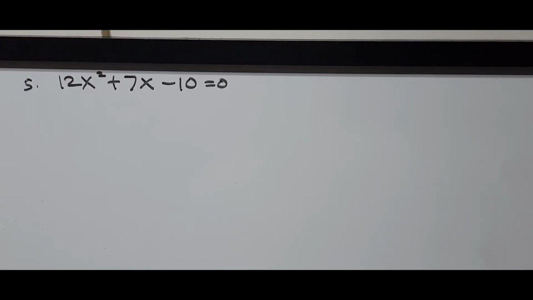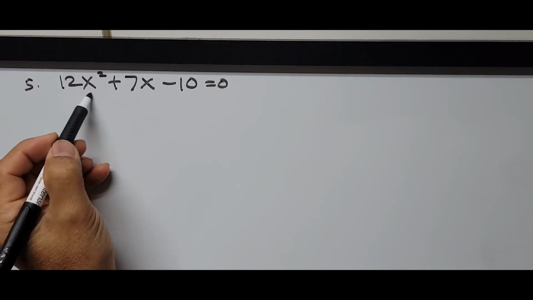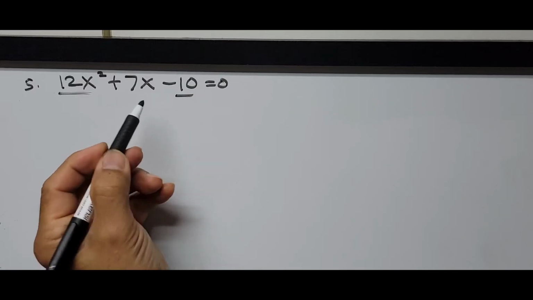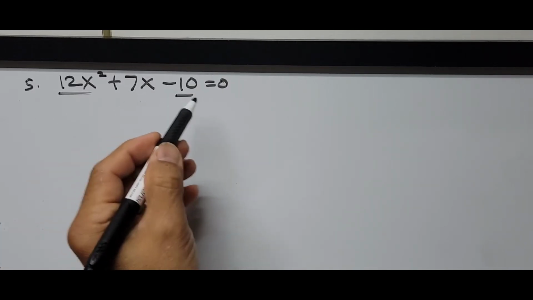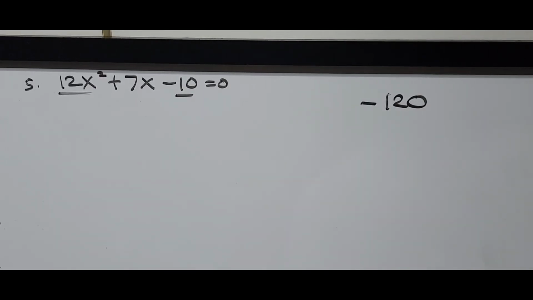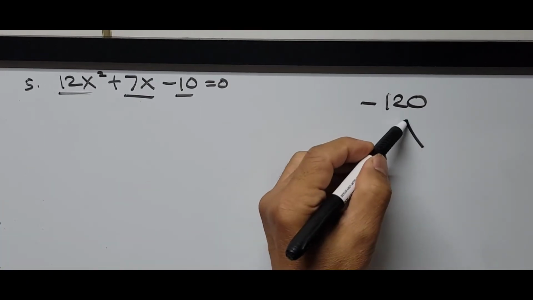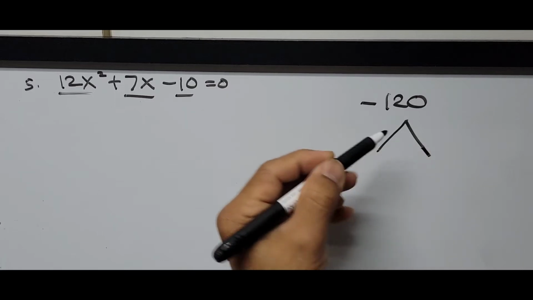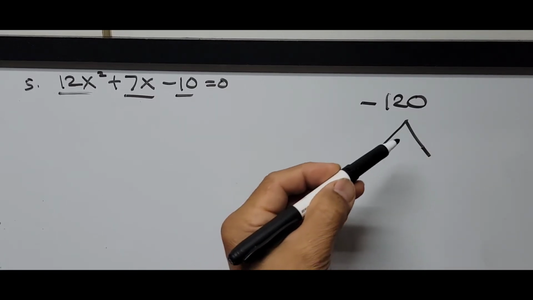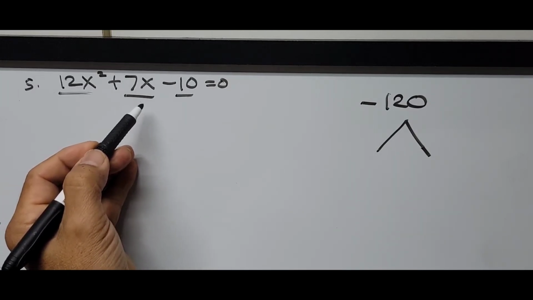We have here now problem number 5: 12x squared plus 7x minus 10 equals 0. Once again, to start, we multiply the leading coefficient of x squared on the left by the constant on the right. So 12 times 10 is 120, and that is negative. Now take a look at the middle term, 7x. We have to think of two numbers, factors of 120, that multiply to negative 120 and add up to positive 7.